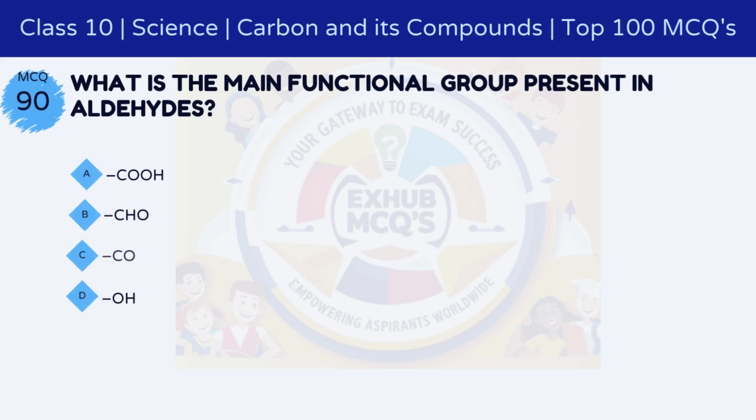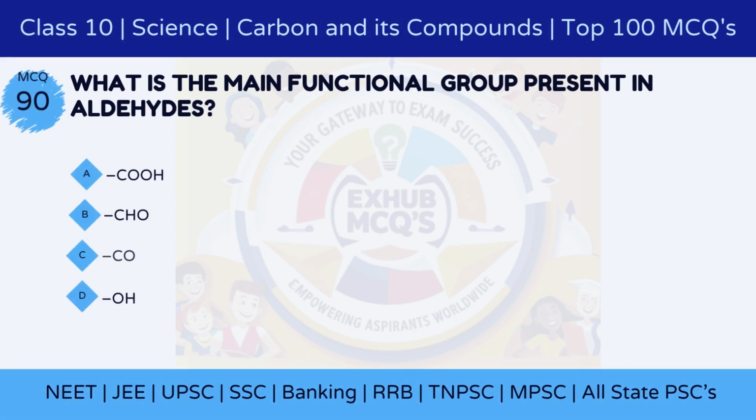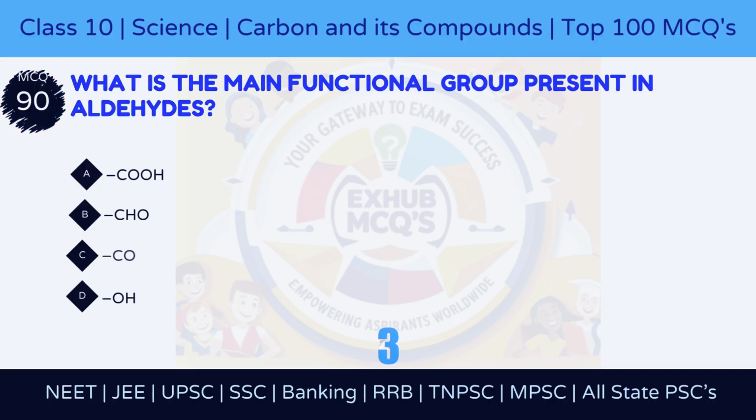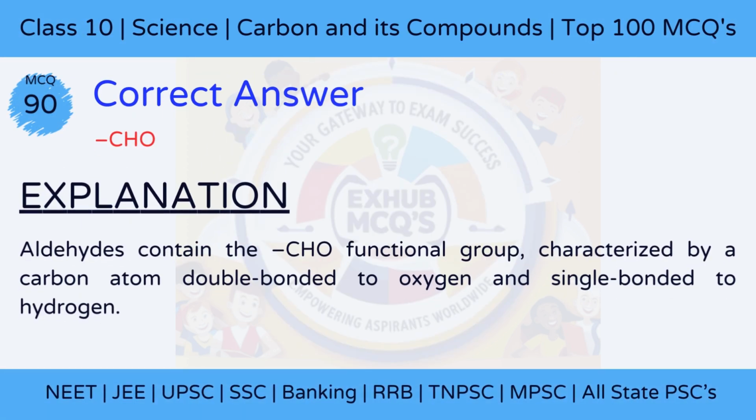MCQ 90. What is the main functional group present in aldehydes? Option A, COOH. Option B, CHO. Option D, OH. The correct answer is option B, CHO. Explanation. Aldehydes contain the CHO functional group, which consists of a carbon atom double bonded to oxygen and single bonded to hydrogen.